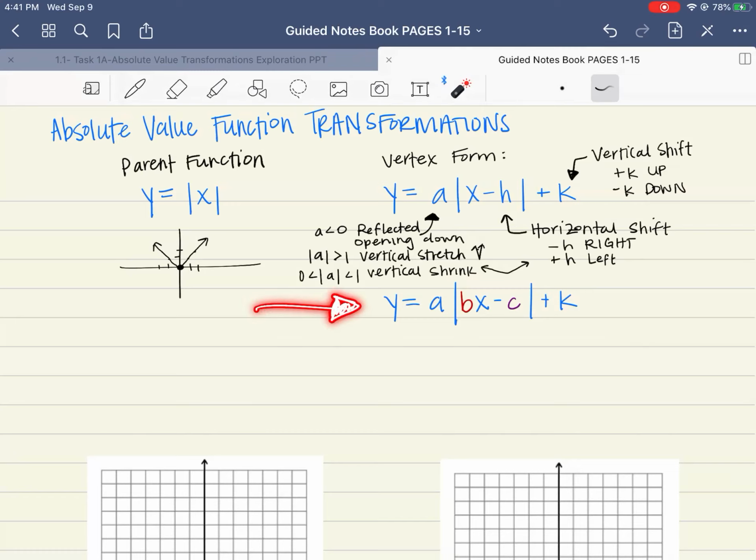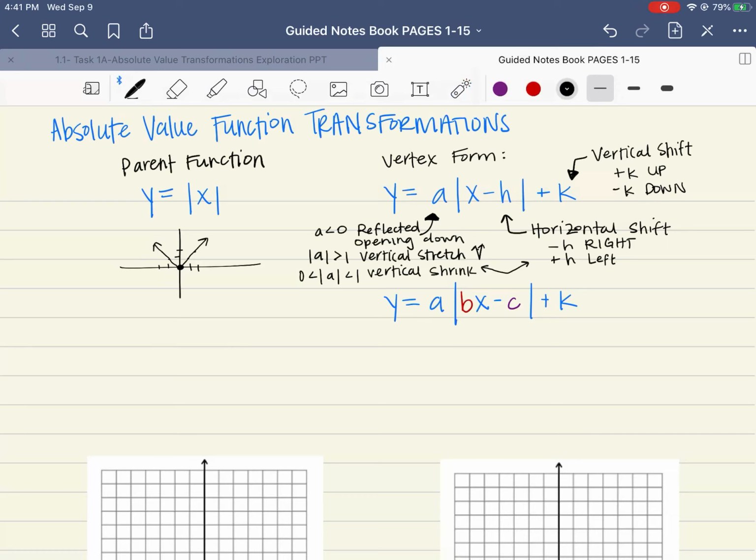We can also write our vertex form in a similar way where we have added in that b value right here. This changes or affects the horizontal change. So notice I put a c value right here. I no longer put that h that represents the vertex. The c value in this case is not the h value because this b is affecting every one of our horizontal values, our x values.